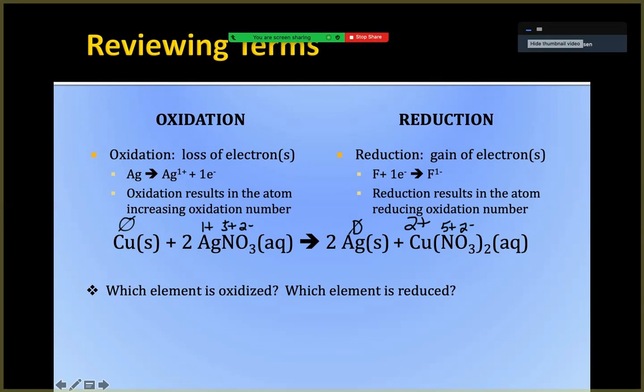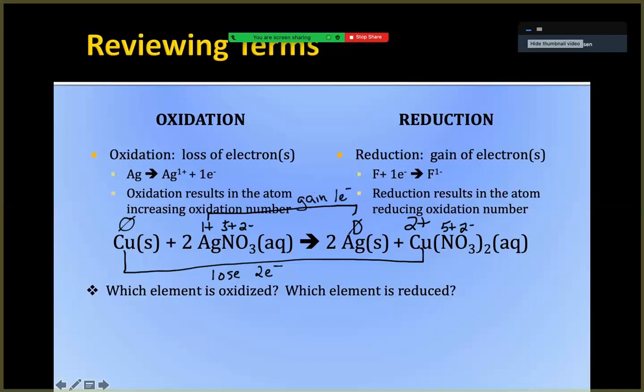Let's take a look at what's going on here. We've got our copper going from 0 to 2 plus. We've got our silver going from 1 plus to 0. To go from 0 to 2 plus, our copper would have to lose 2 electrons. And up on top, to go from a 1 plus to 0, each of our silver has gained 1 electron, right? To go from 1 plus to 0, you have to gain an electron.